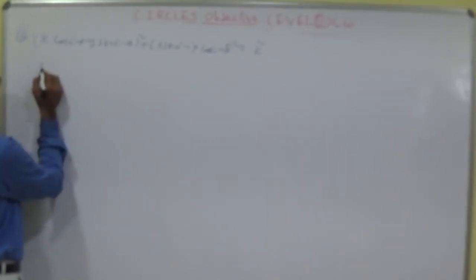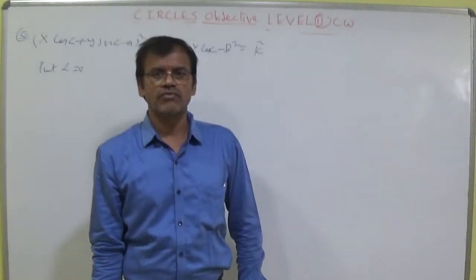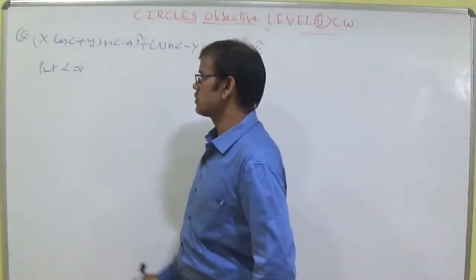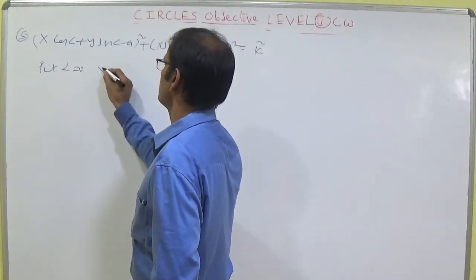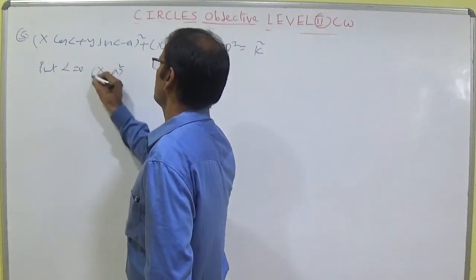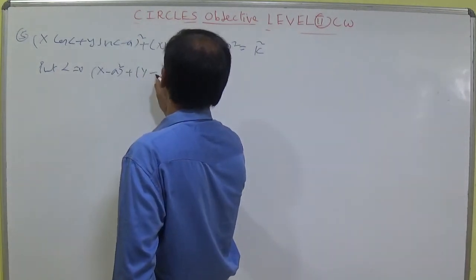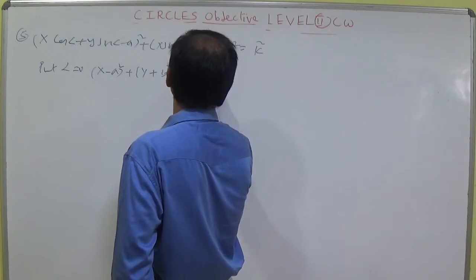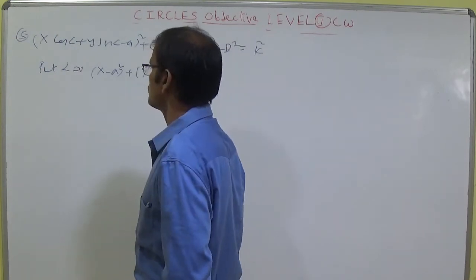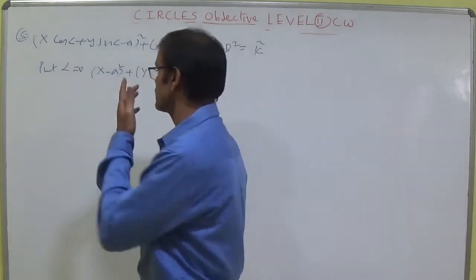We can do one thing, put alpha equal to 0. Of course, we can expand and we get the answer also. Put here simply alpha is equal to 0. If alpha is equal to 0, then (x - a)^2 + (y + b)^2 = k^2. Now we should discuss about the locus of the center.